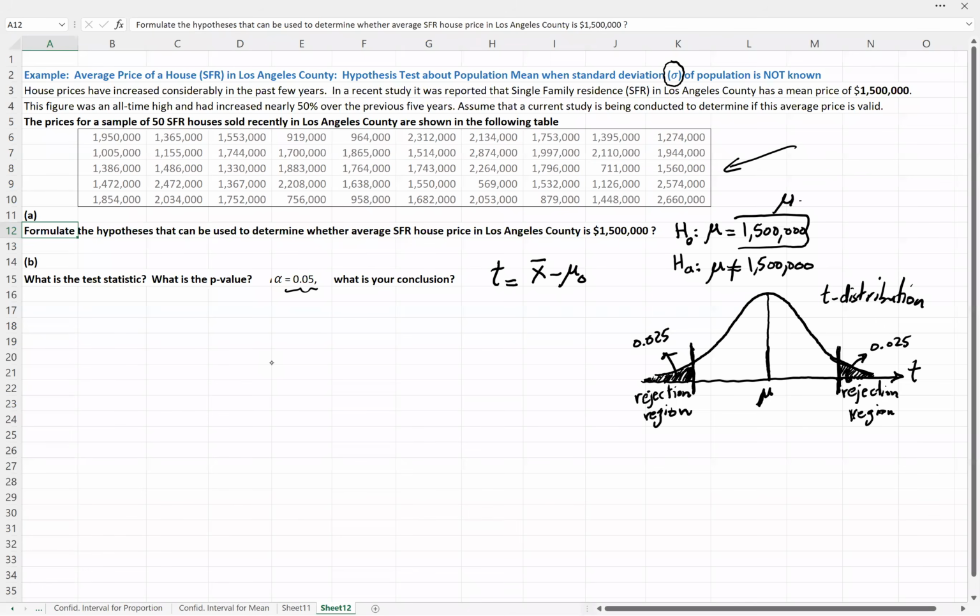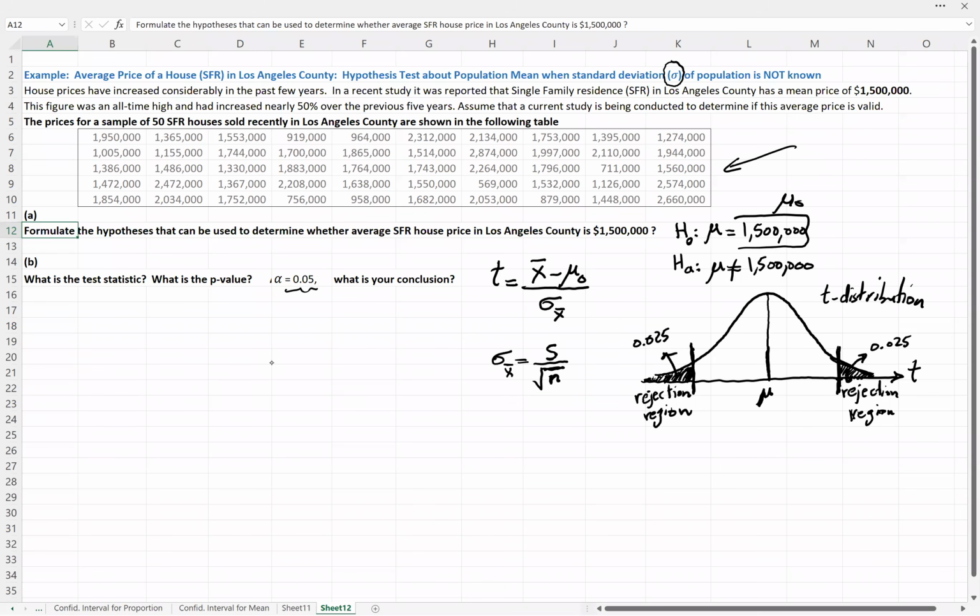That's mu0, the hypothesized value, and then we divide by the standard deviation of the sample mean. And we know the standard deviation of the sample mean is just equal to the standard deviation of the provided sample divided by the square root of the sample size, basically the number of houses in the sample, which is 50.